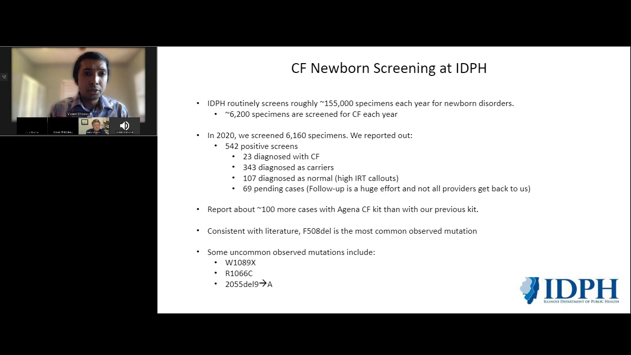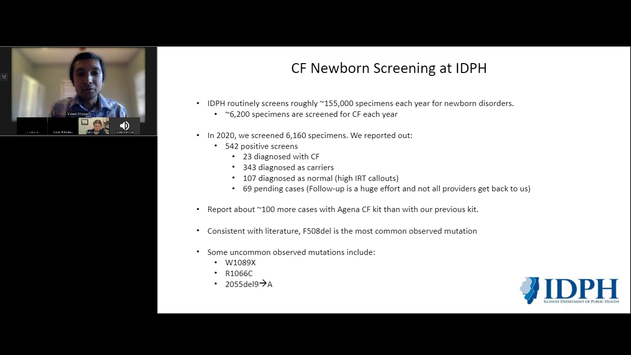For example, in the year of 2020, we screened 6,160 specimens. Of those 6,000 or so specimens, we reported out 542 screens. 23 were ultimately diagnosed as CF with cystic fibrosis. 343 were diagnosed as carriers, where we only determined one mutation, and after diagnostic testing, they were negative for CF in the clinic. 107 were diagnosed as normal, and all of these were essentially our high IRT callouts, which could be false positives. And then we still have 69 pending cases.